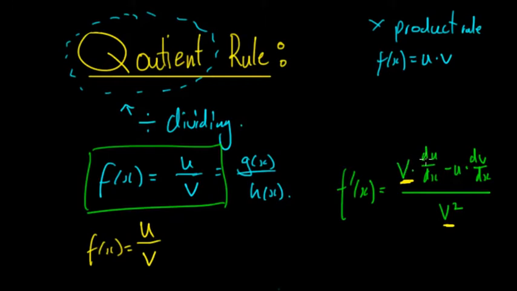So you have v times du/dx minus u times dv/dx. So the derivative of the bottom term times the numerator. And then this is all divided by v squared. So not dv/dx squared, but the v term itself squared. And remember how both the numerator and the denominator have to start with the v term.